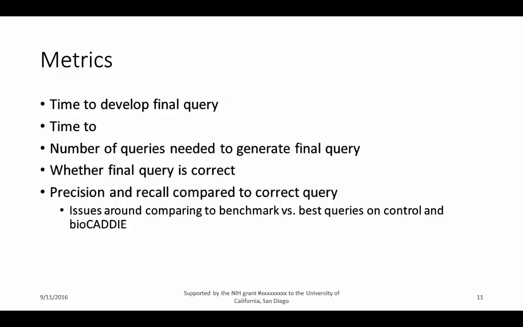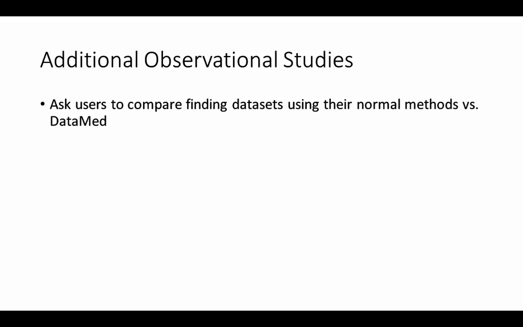This was actually cut off here: time to find the articles themselves and identify the relevant articles. Number of queries needed to generate the final query, so looking at query refinement. Whether the final query is correct, and then precision and recall compared to the correct query. And then, again, this is an iterative process, so we plan more observational studies.